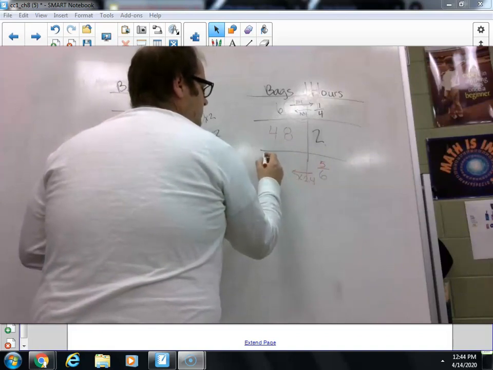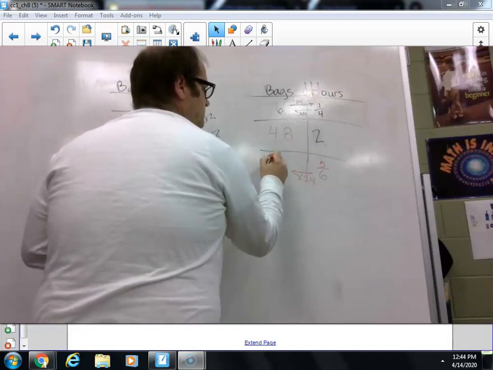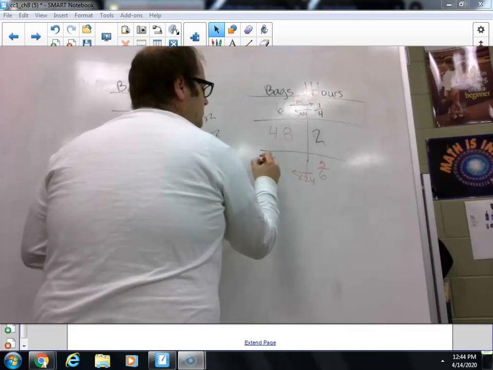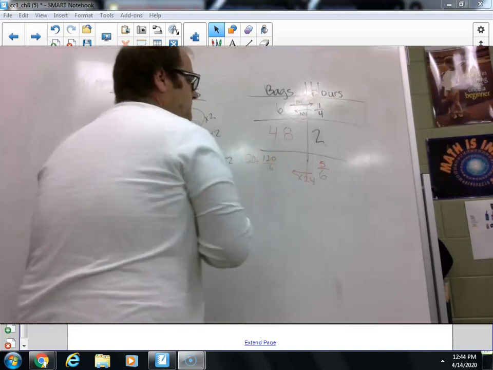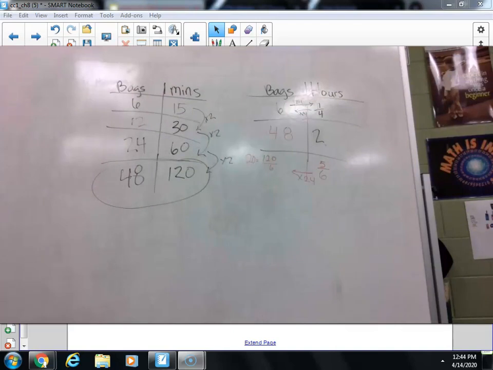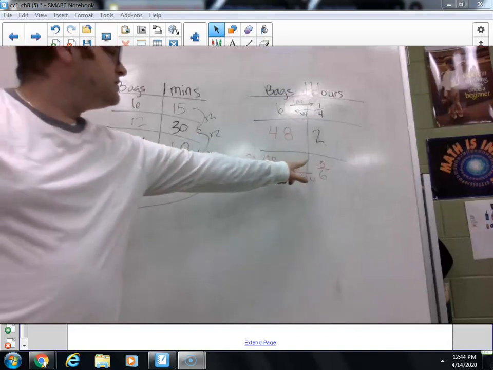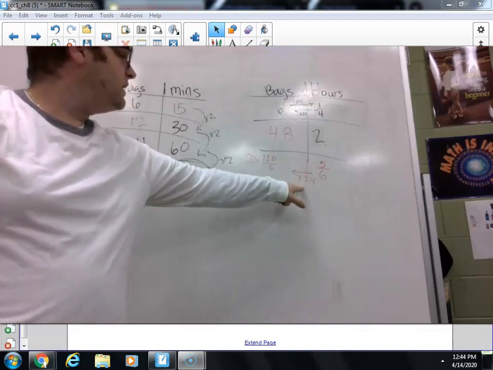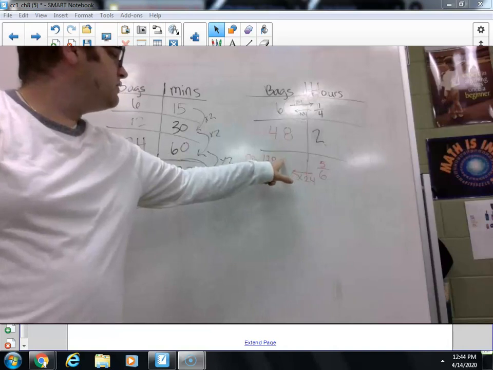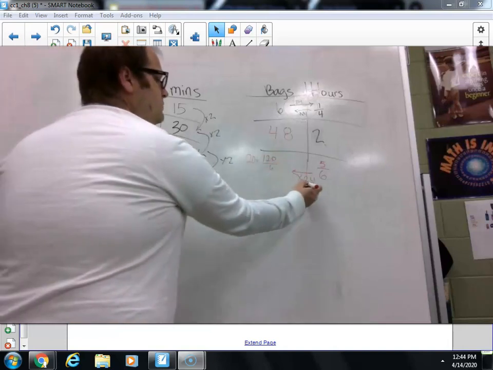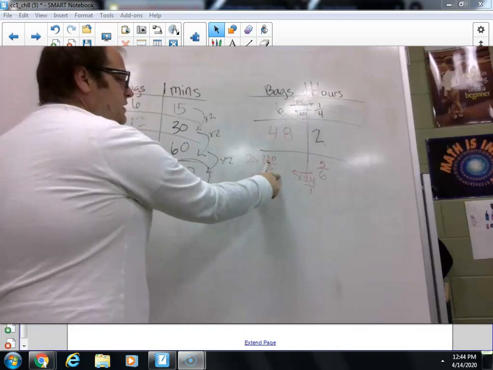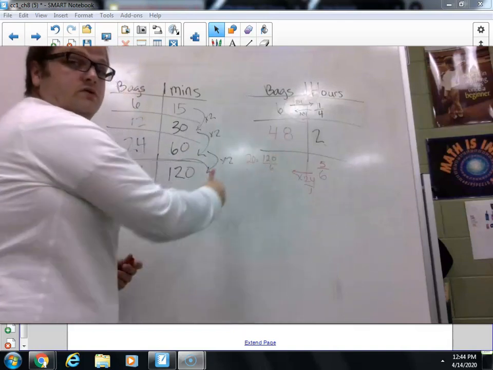You should get 20. So if we multiply 5/6 by 24, we're going to get 5 times 24 is 120, and 6 times 1 is 6. 120 divided by 6, or 126, is equal to 20.